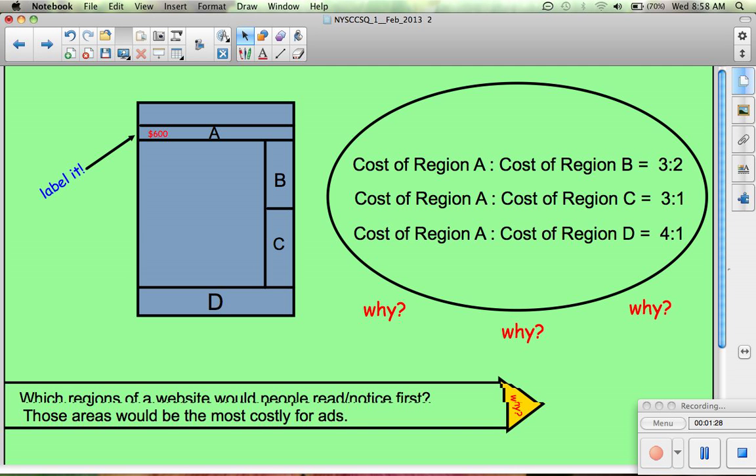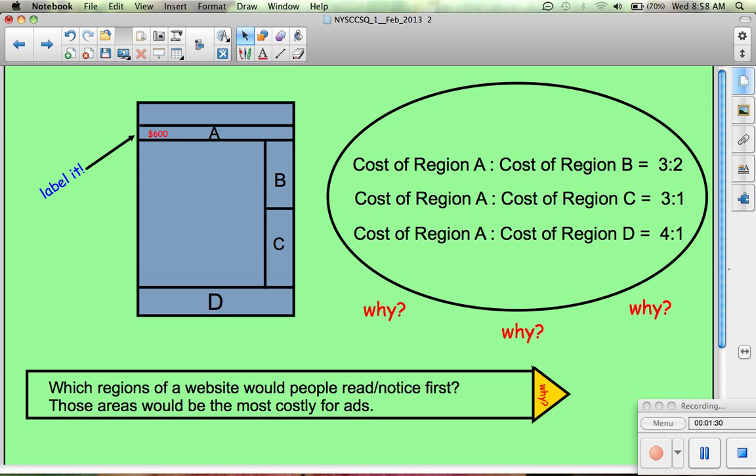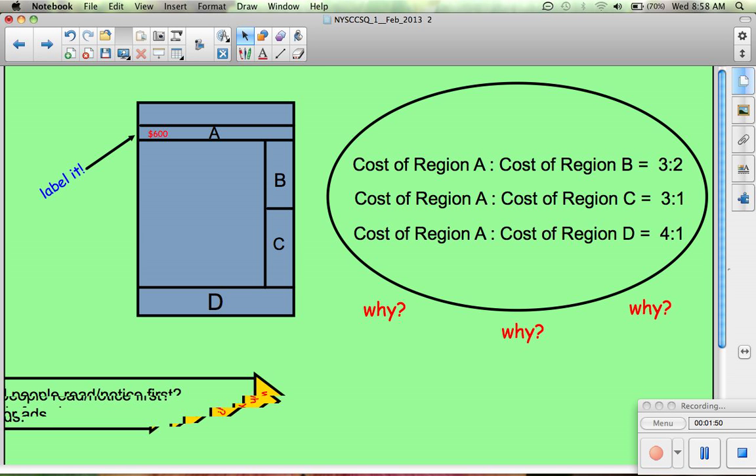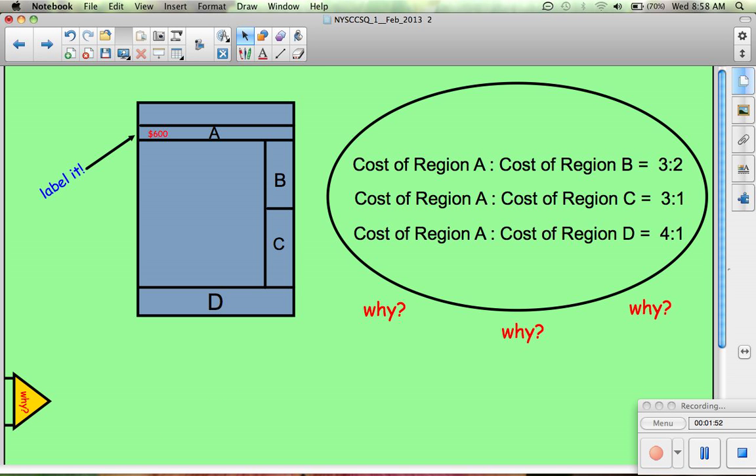Let's think about why these would be different ratios for different sections on a web page. Which regions of a web page would people notice or read first? Those areas would be the most costly for ads. So typically in a magazine or on a website, you're going to start and look right up at the top of the page. So aside from the border, which wasn't labeled for sale, they may have their own advertisement that goes there. The first advertised area that you could purchase would be region A, which is right up at the top. So it's probably the most costly.